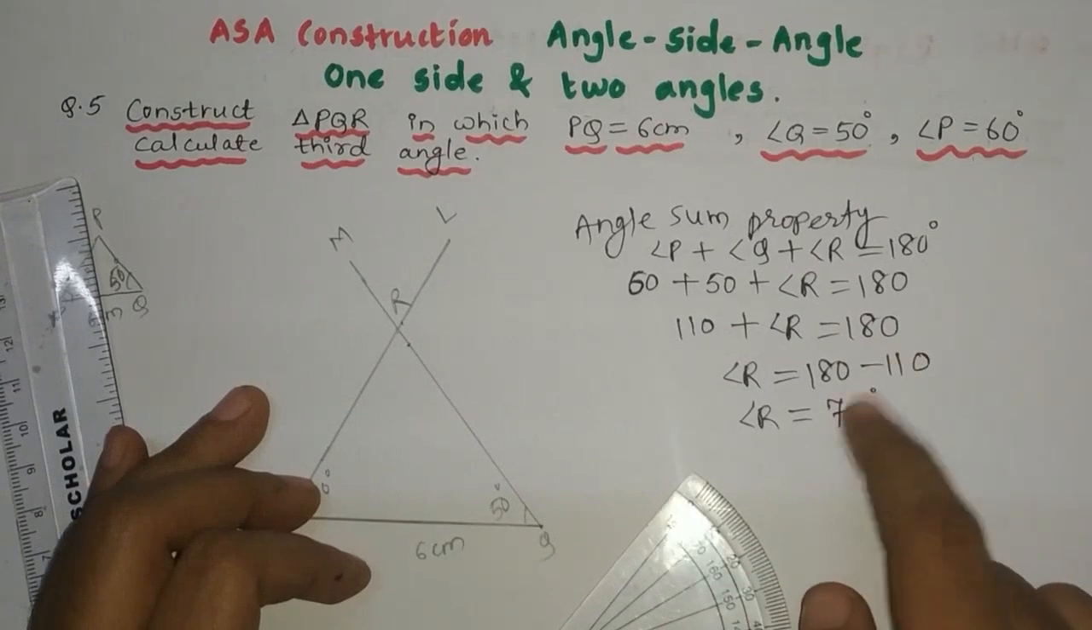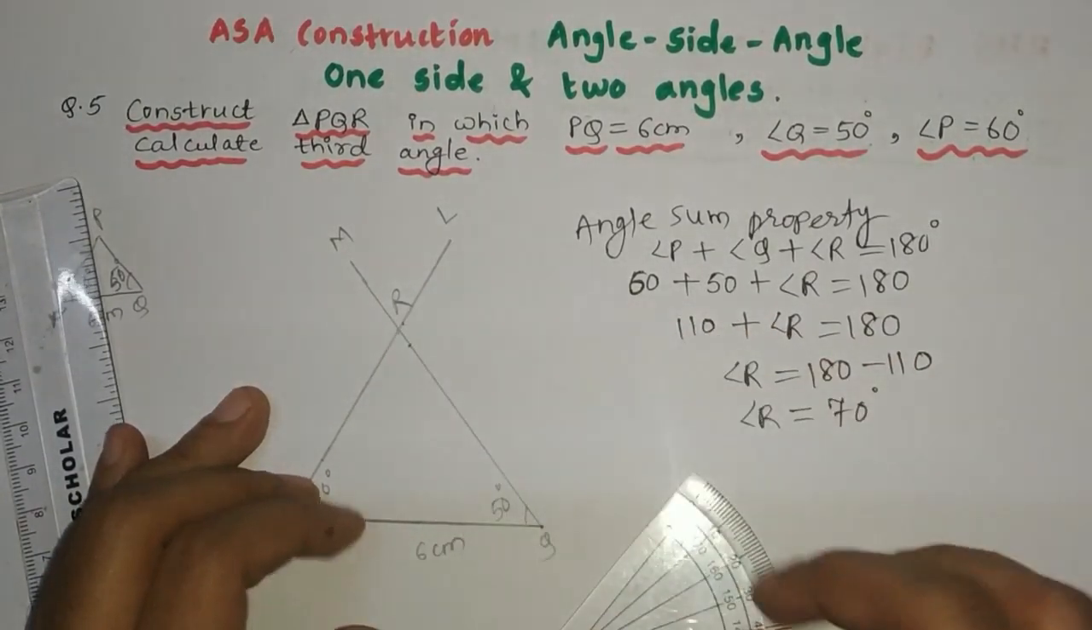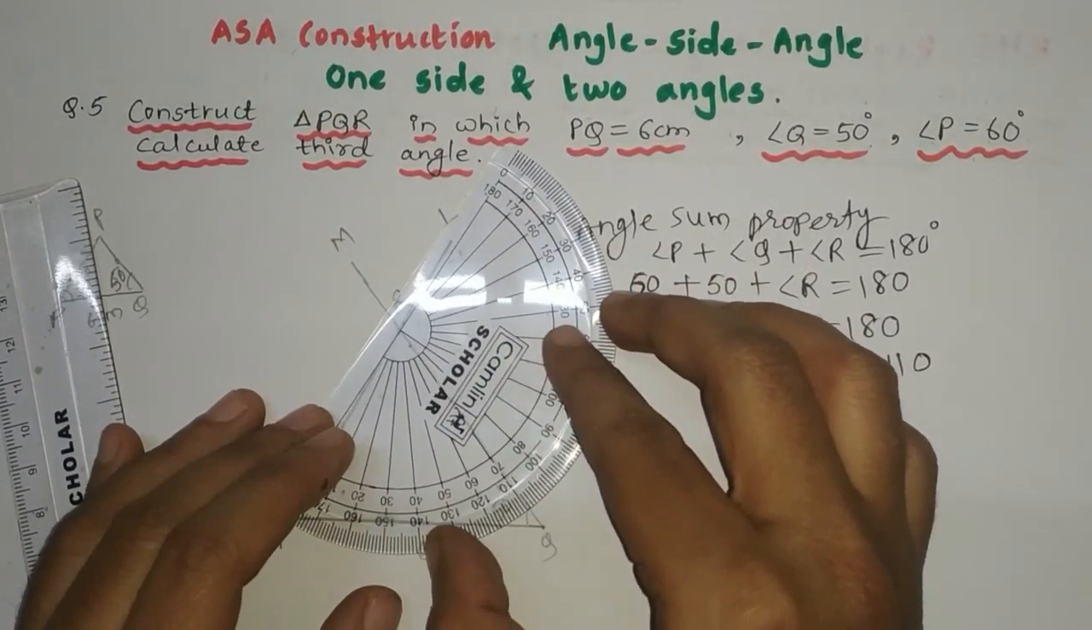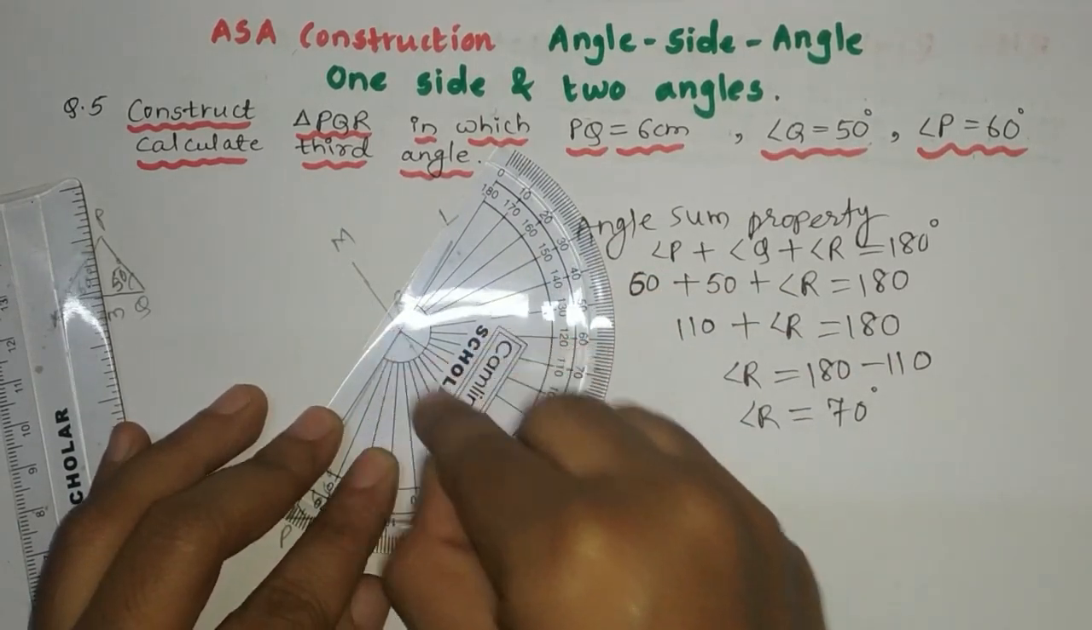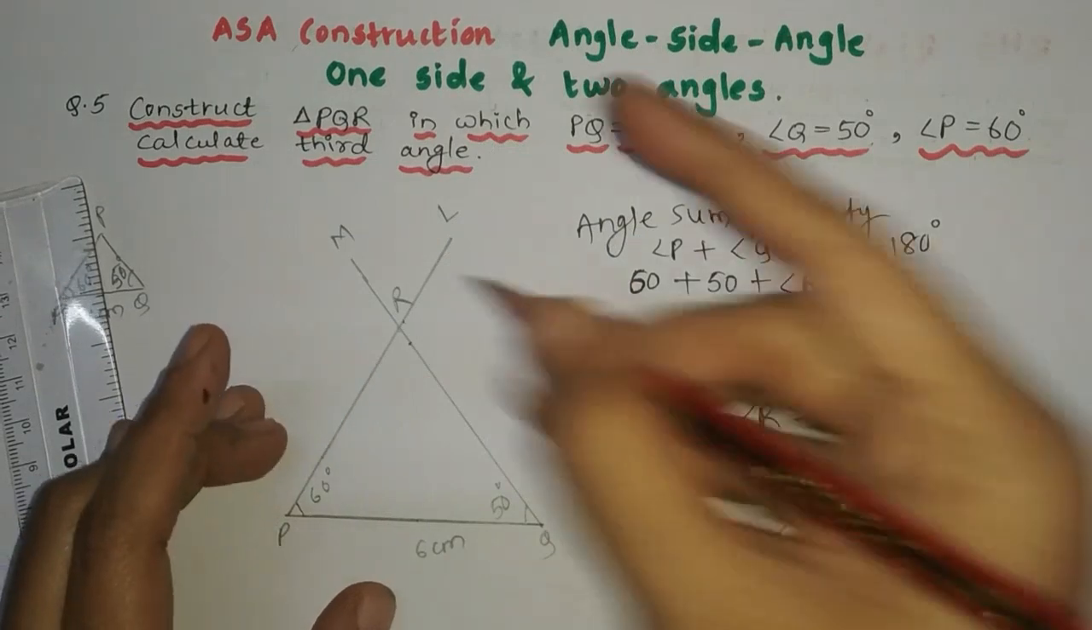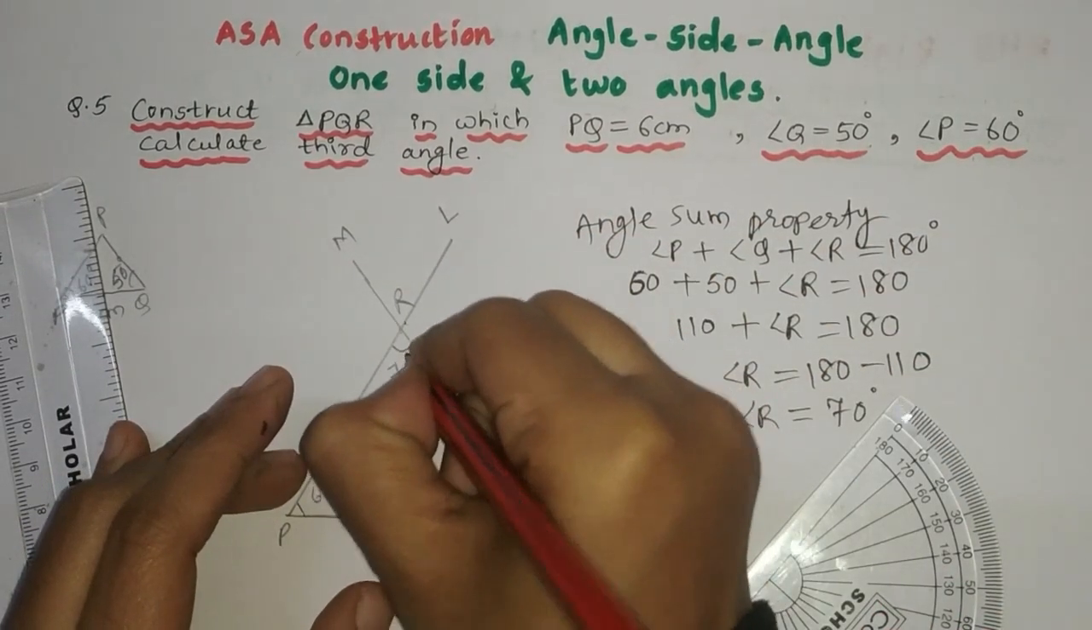So friends, R is coming 70 degree. We'll check it by keeping the point here at R. So if you check it here, it is coming 70 degree. So the third angle R is 70 degree, which we have rechecked here.